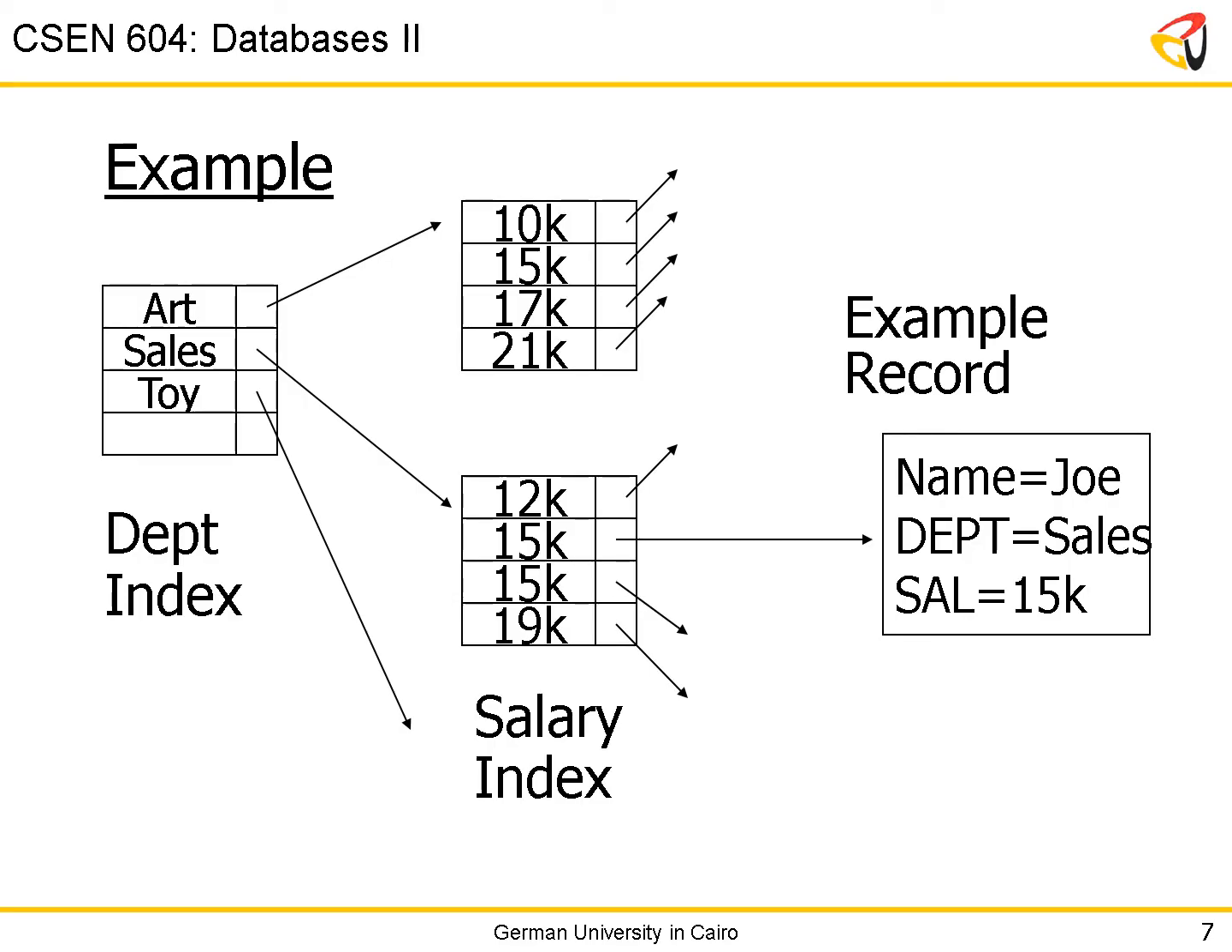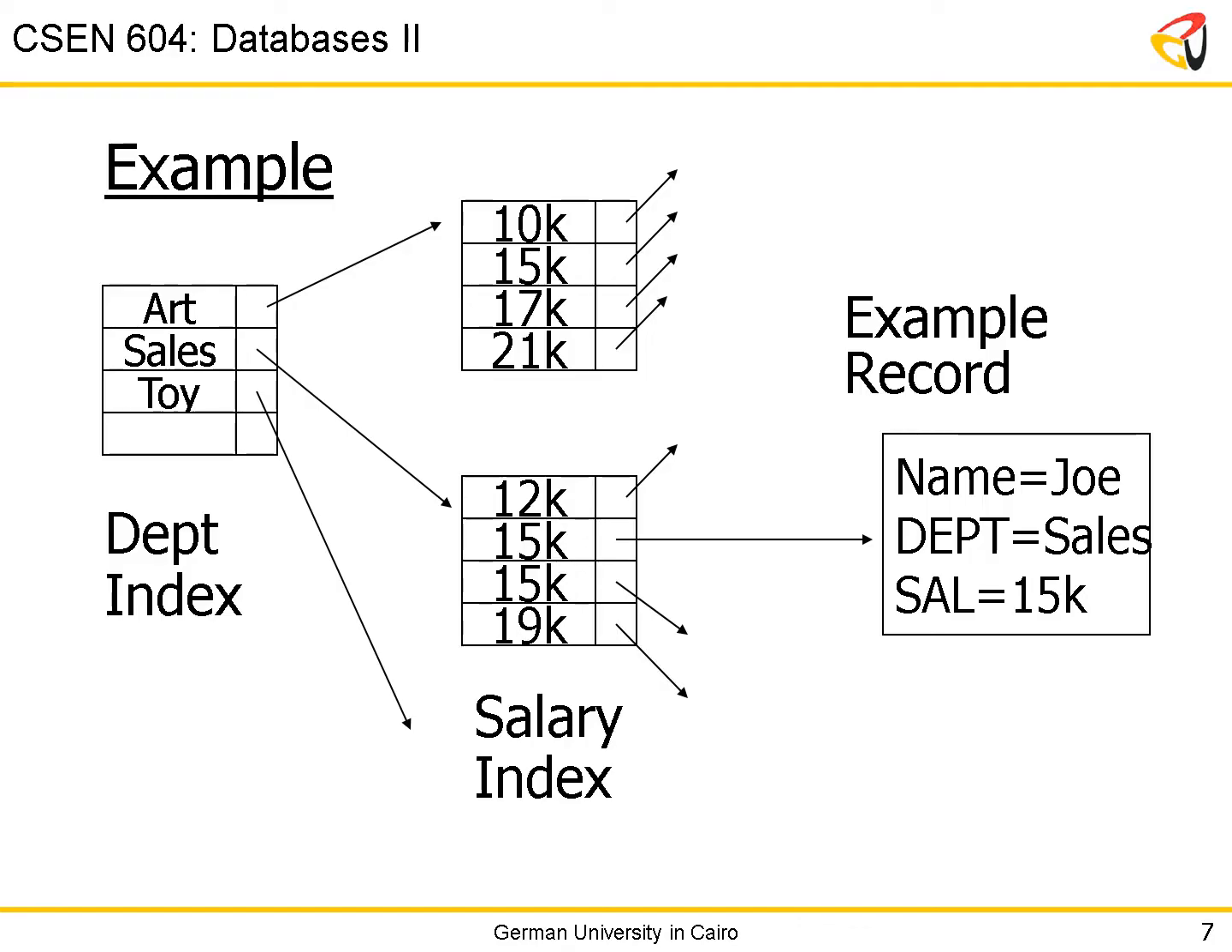Now if you're building this on department and salary and you get a query on department and salary, you will be able to answer this fairly well in terms of performance. Say you got select star from where department equal to art and salary equal to 17K. So you look first up using the art value and you find the reference to the page that has the list of salaries, and then you look up that for 17K and you're done.